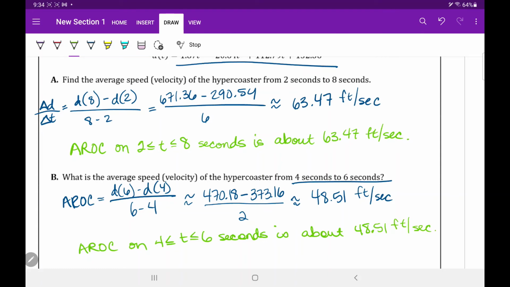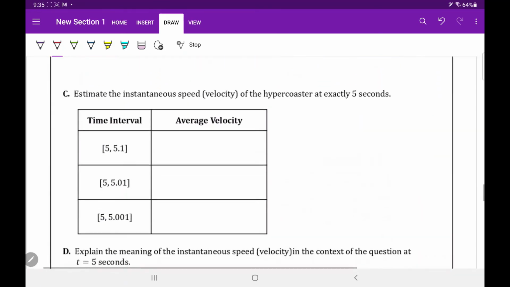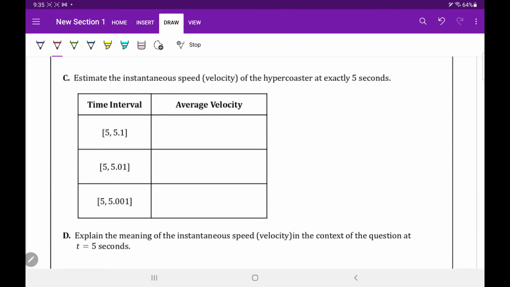So it is necessary to write these things out. As I mentioned before, they do expect that on the AP exam. So we need to get used to it because as you just noticed, I forgot to add it in there. So let's keep going if you checked your answer. And notice this was an equal sign and then it changes. We went from using an equal sign to using the approximate sign because we started to round. As soon as we round, we use our little squiggly, which means approximately. So coming to the next one, estimate the instantaneous speed or velocity of the hypercoaster at exactly 5 seconds.